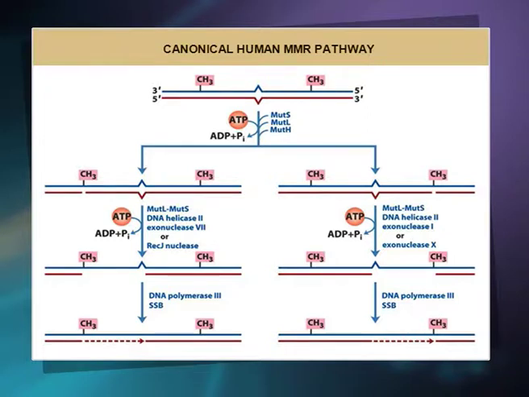The extensive gap left by EXO1 is then resynthesized by DNA polymerase delta, which is accompanied by at least two other proteins, PCNA and replication protein A, RPA. Lastly, mismatch repair is completed by DNA ligase 1 sealing of the remaining nick.